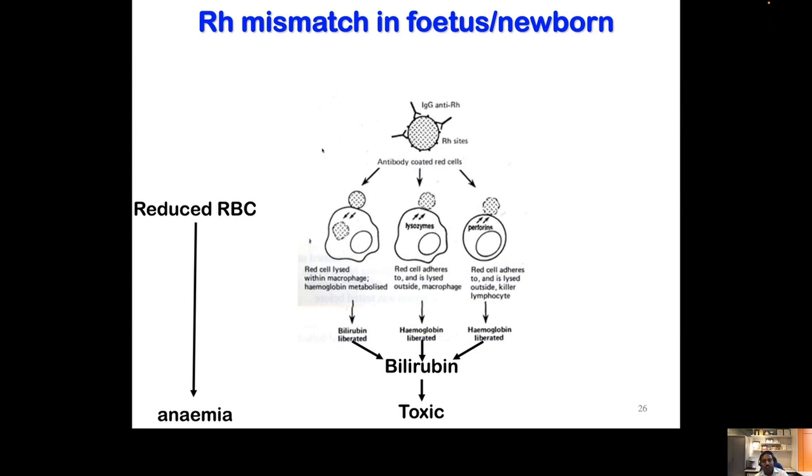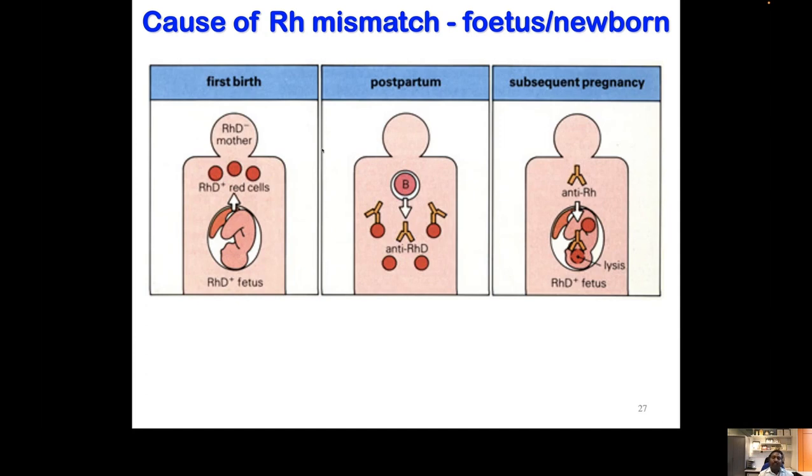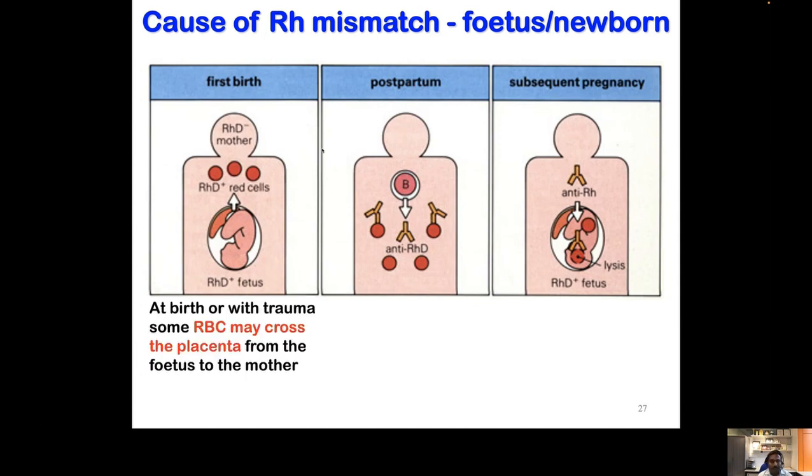The same thing as I showed you before will happen when the antibody is produced against the new cells. They will bind and it will lead to lysis of the cells. OK, so what's happening during Rh mismatch, particularly for the fetus or newborn baby? Here you've got an Rh negative mother. We know that an Rh negative mother will carry Rh negative red cells. They are negative.